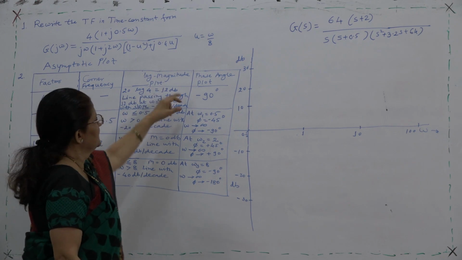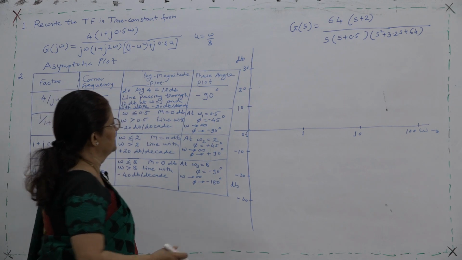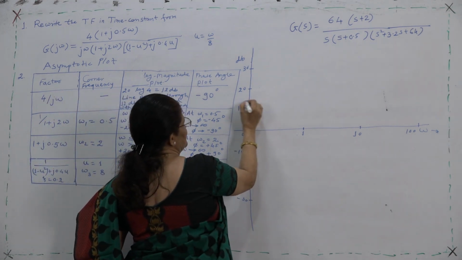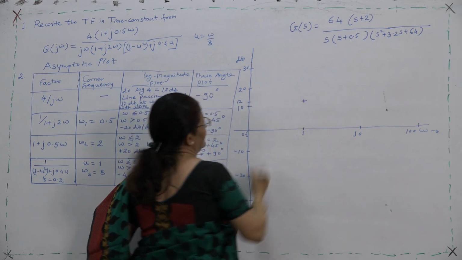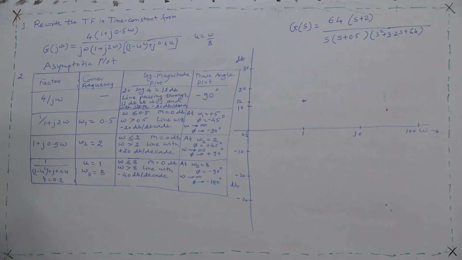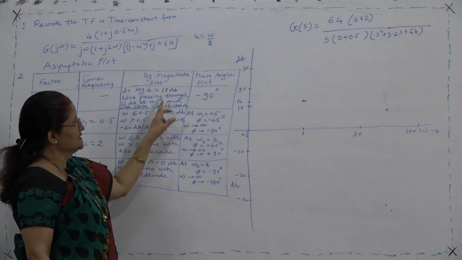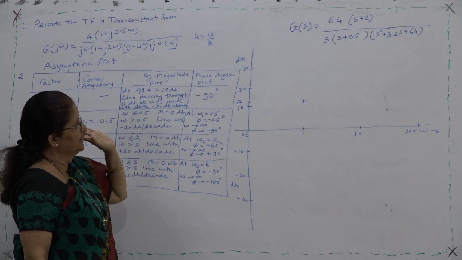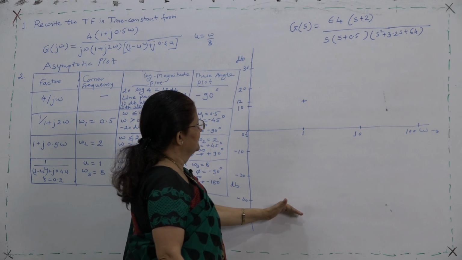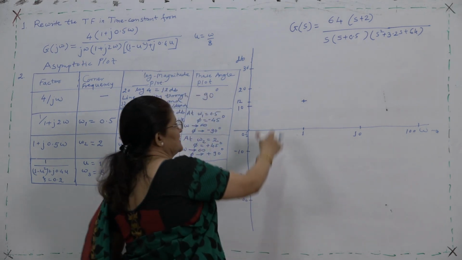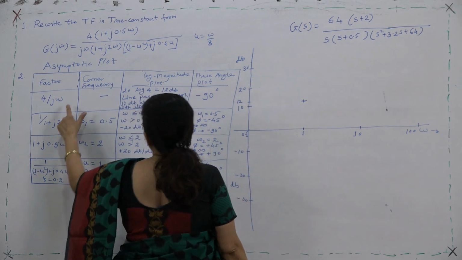20 log of 4 is equal to 12 dB and at omega is equal to 1 it is 12 dB. So, suppose this is 12 dB, then at omega is equal to 1 it is 12 dB. On graph paper you draw it properly, as I am drawing here it is not to the scale. Then line passing through this point with minus 20 dB per decade you have to draw for this factor.